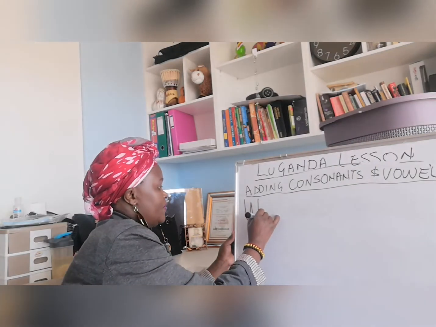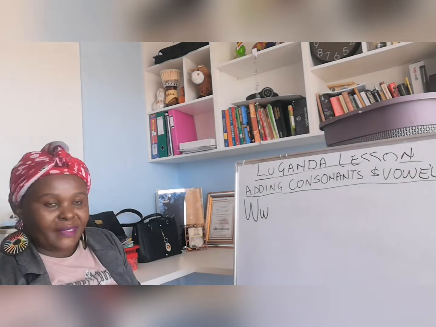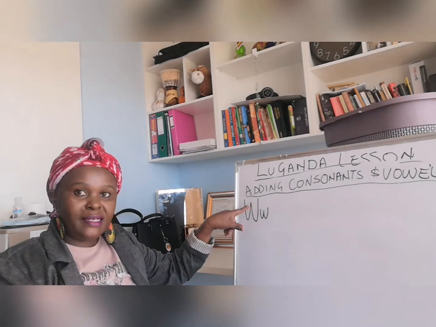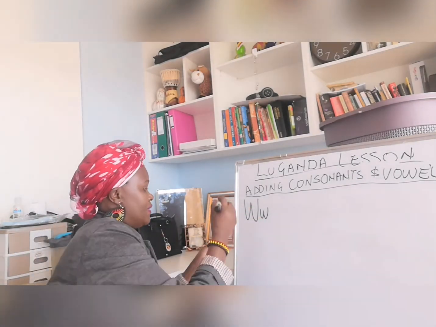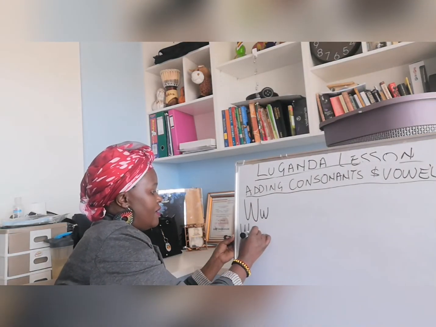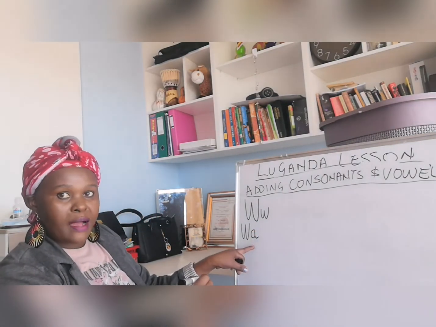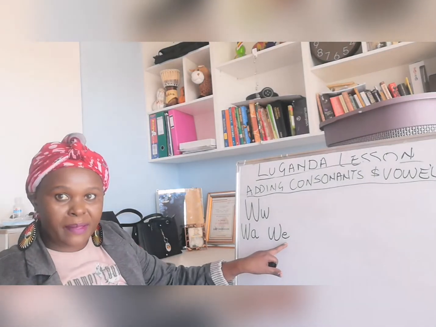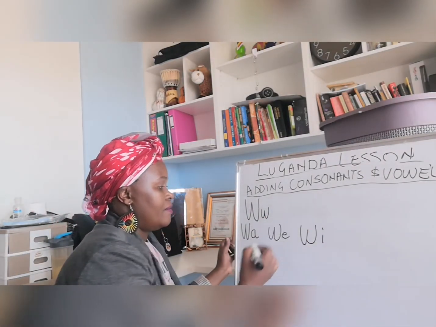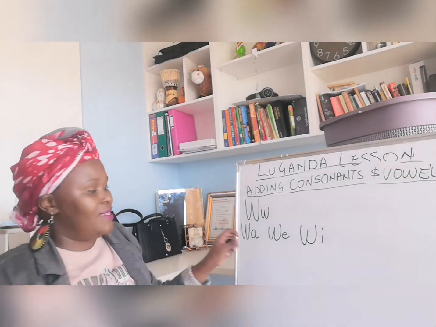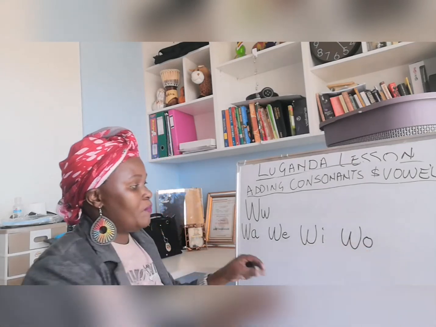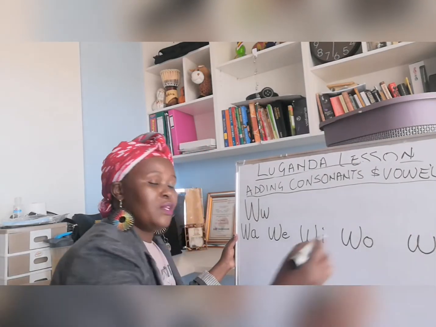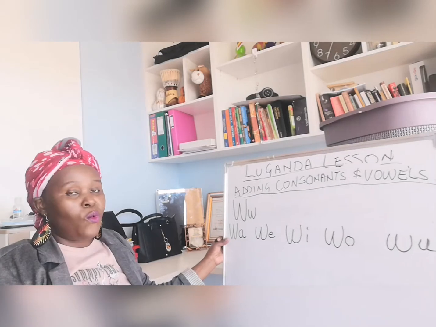W, capital, small w. Wa, capital, wa, small. Wa and a, wa. Wa and e, we. Wa and i, wi. Wa and o, wo. Wa and u, wu.